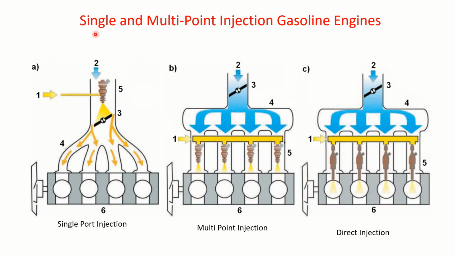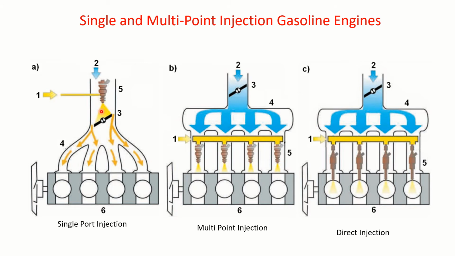Now let us understand the meaning of single and multi-point injection gasoline engines. You can see here there is a multi-cylinder engine, but you have only one injector here. This is the throttle. Air enters into this manifold. Into this, the fuel is injected. Then the fuel is distributed to the different cylinders. So it is single port injection. As you know, there are many complexities over here.